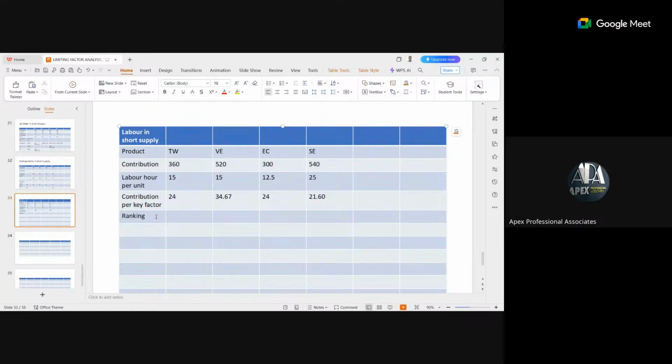Ranking. Which is ranking first? VE, then second. EC, and CW, same thing. Then SE.